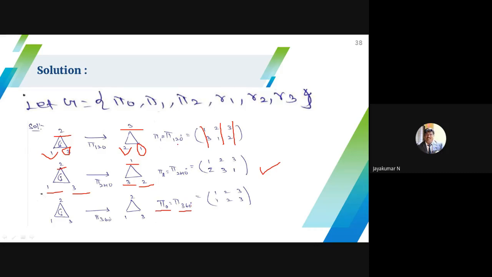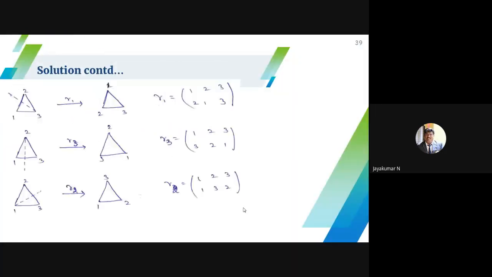So this is 120 degree, denoted by pi 1. 240 degree is denoted by pi 2. Did you understand? Okay. Only 1 minute. I will show the other 3 also.